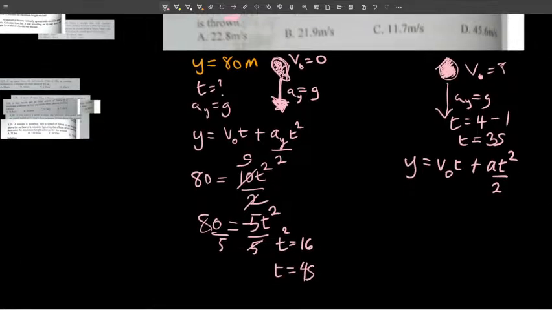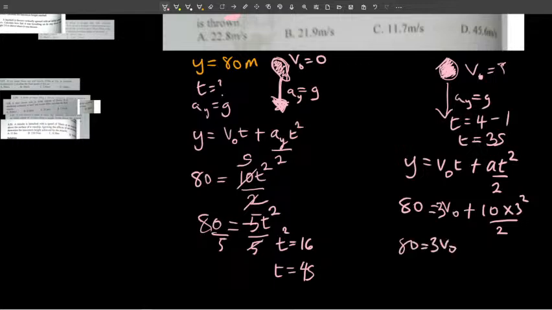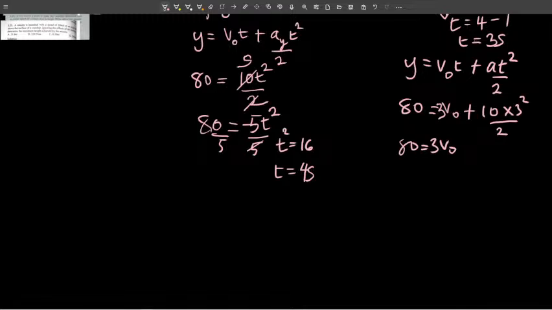All right, what is my y? They both drop out from the same height, so y is also 80. So 80 is equals to v naught times, what's my t? 3, so 3 v naught plus, what is my a? a is still 10, so 10 times 3 square over 2. So 80 is equal to 3 v naught plus 5 times 9, that will be 45. So take this over here, you have 80 minus 45. That should be 35.